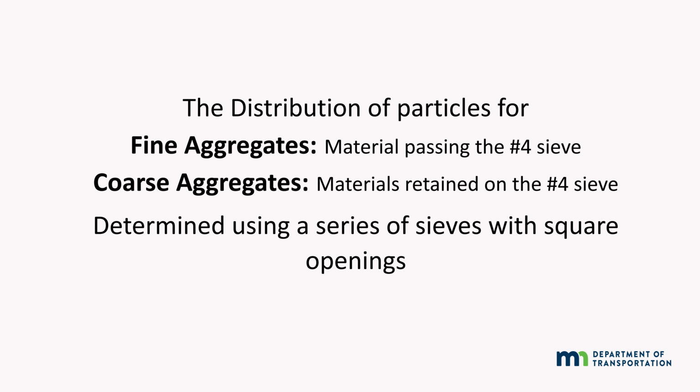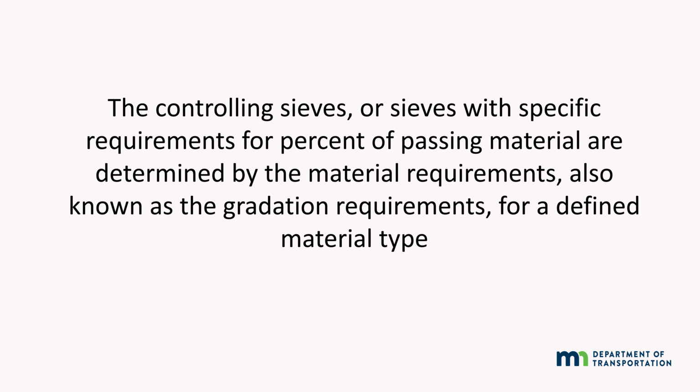The distribution of particles for fine aggregates, material passing the number 4 sieve, and coarse aggregates, material retained on the number 4 sieve, of grading materials is determined using a series of sieves with square openings. The controlling sieves, or sieves with specific requirements for percent of passing material, are determined by the material requirements, also known as the gradation requirements, for a defined material type.